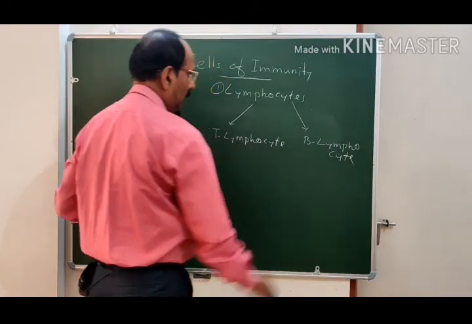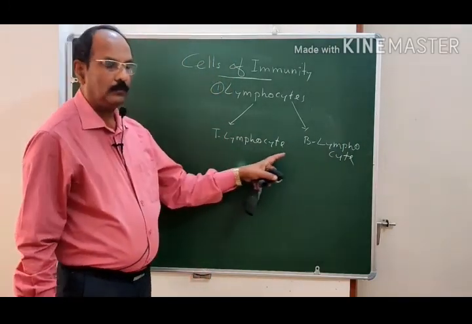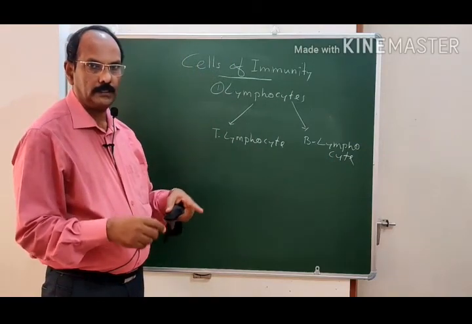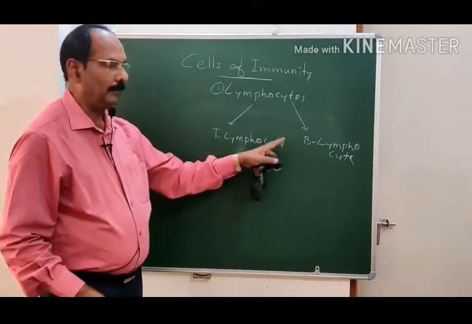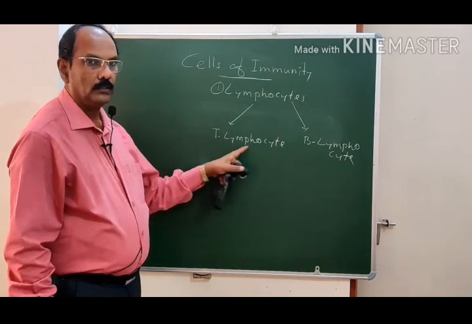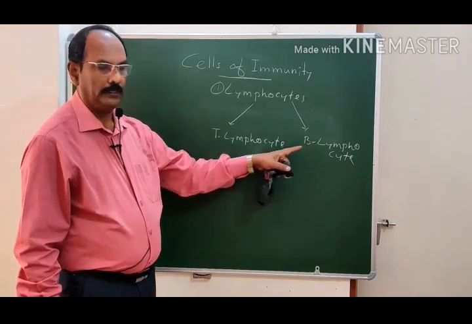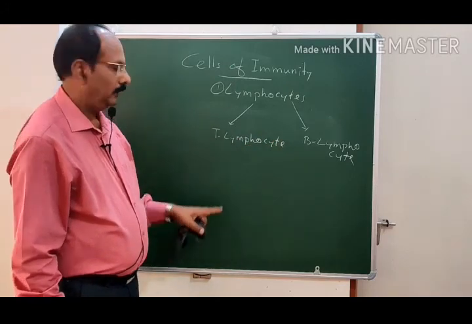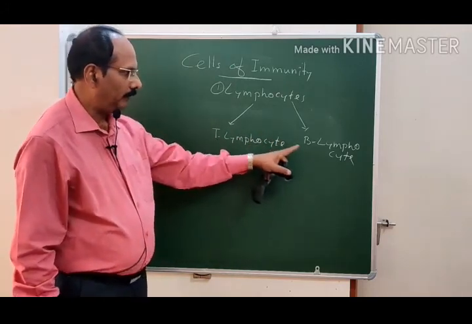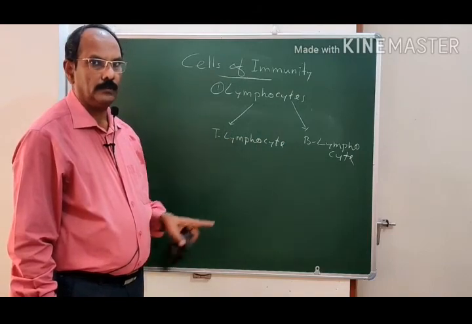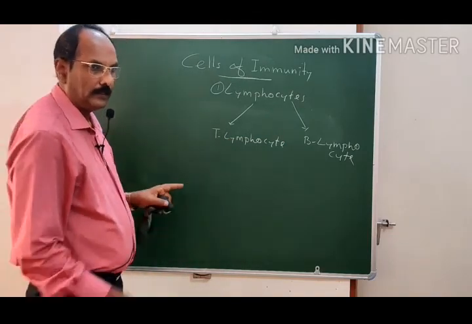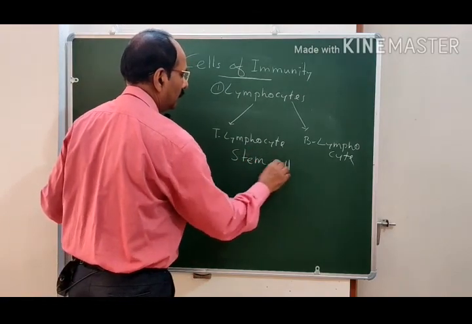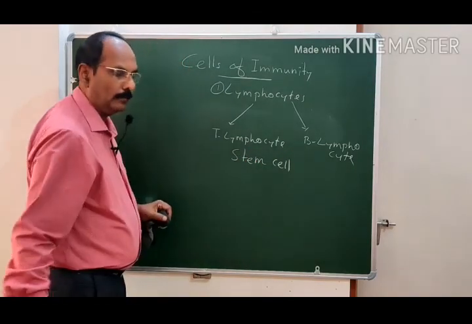Both the T lymphocyte and the B lymphocyte, when they encounter a microorganism or foreign substance, undergo multiplication, producing thousands of T lymphocytes and B lymphocytes. Then why is it called a T lymphocyte and why a B lymphocyte? Both are actually produced from a particular cell. The name of the cell is the stem cell. The stem cell is present in the bone marrow.